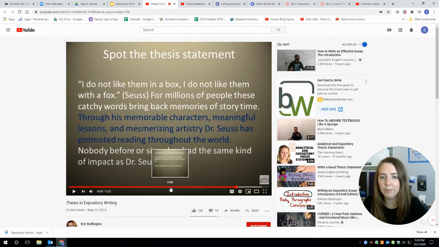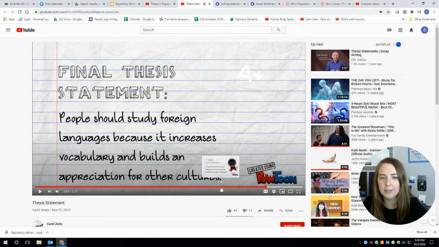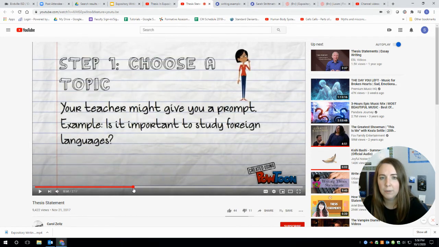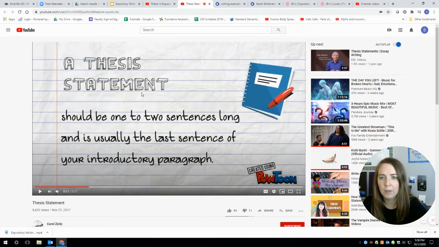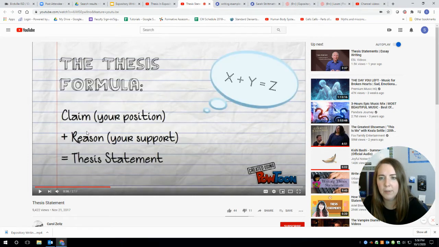If you're getting kind of confused here, don't panic. Ultimately, what I want you guys to come back to is that a thesis statement needs to go in your introduction. It can be a sentence or 2 long. And the idea is that you need to have both your claim and your reason. And that's what's going to go in your sentence.